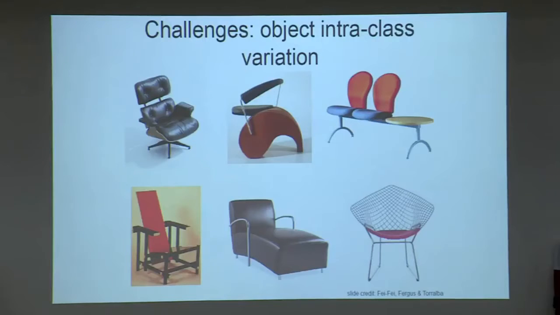And there is also intra-class variation. All of these are chairs, but they look very, very different. And still we want to say that all of them are chairs. Intra-class means within-class variation, so there is so much within-class variation. Sometimes within-class variation is more than between-class variation. So how do you then do classification? These are all the challenges we face.